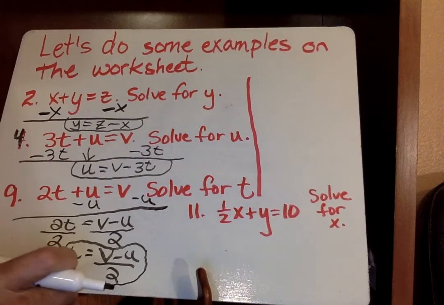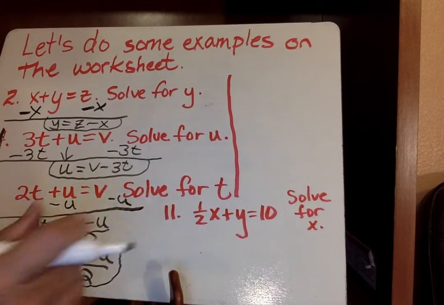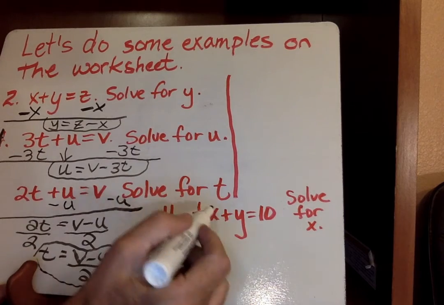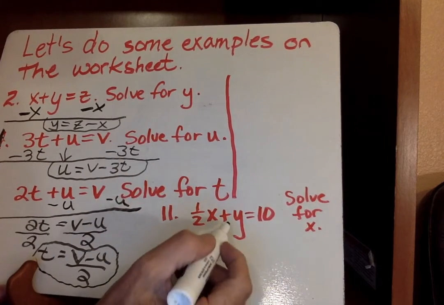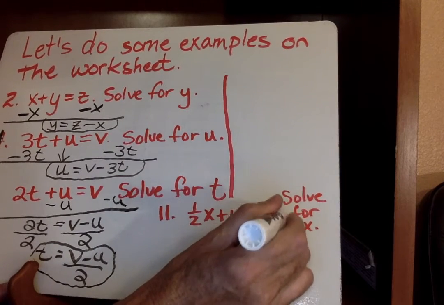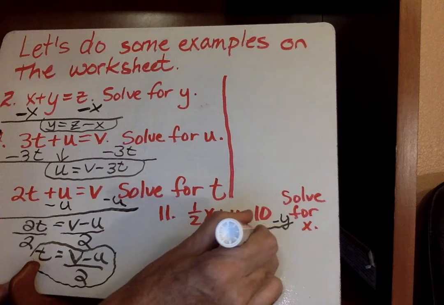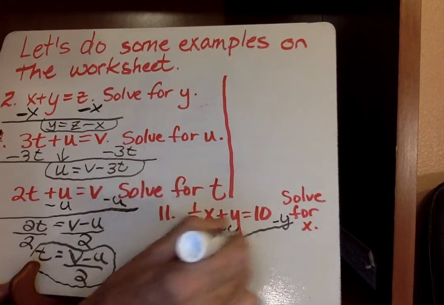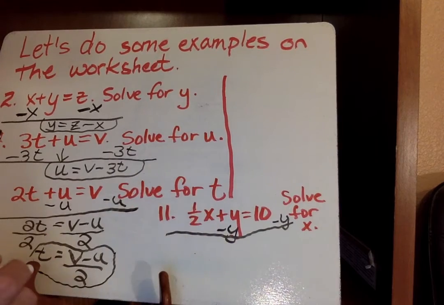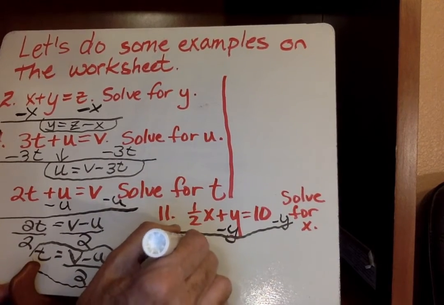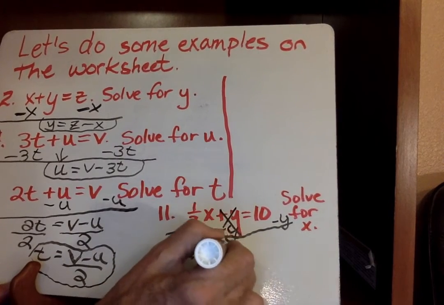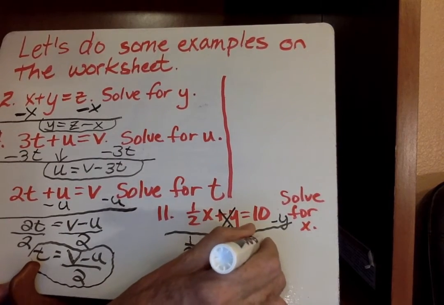The last one I'm going to do for you over here, number 11: 1/2 x plus y equals 10. We've got to get x by itself. So to get rid of y, I'm going to go minus y on both sides. Again, we're getting rid of everything that's added or subtracted first, and then we'll worry about multiplication or division. So we're left with 1/2 x equals 10 minus y.